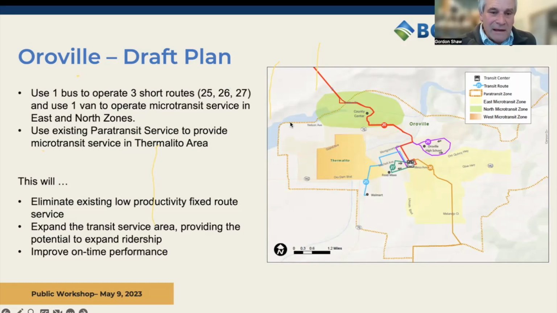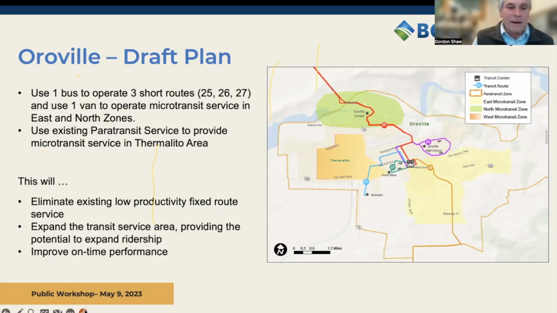And then the second vehicle would be used to operate 2 different microtransit zones. And we've gone through the math on whether that's enough service, and we think that it is. So those would be the 2 microtransit zones you see on the north and then in the east. We have a little bit of ridership in the Thermalito area that could be served with a microtransit zone using the dial-a-ride vehicle that can also have the capacity in that area to provide that service.